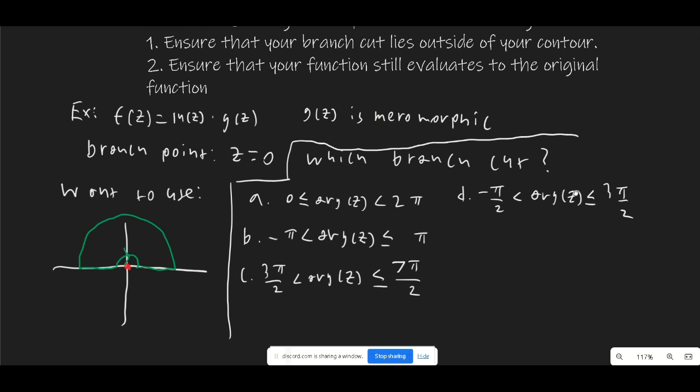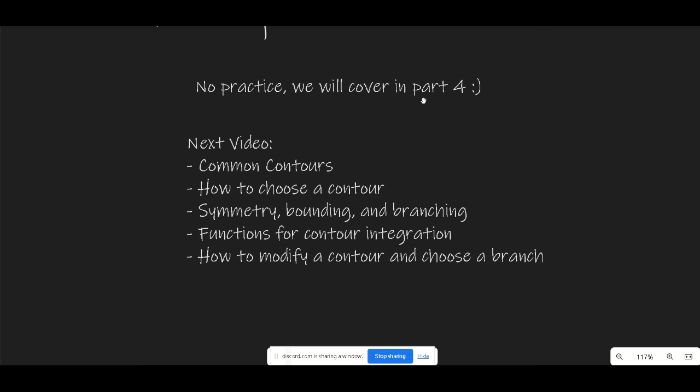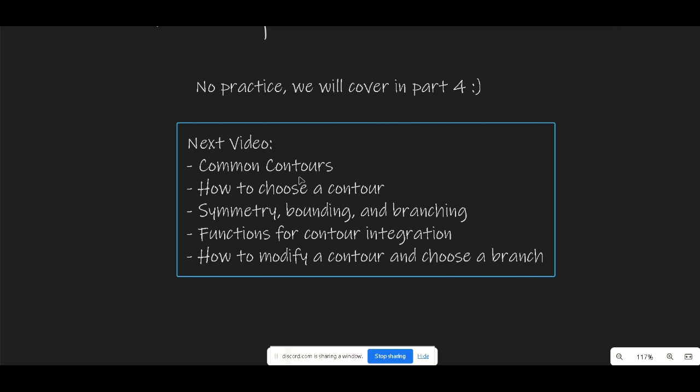So we're not going to do any practice problems for this because we're going to go over this topic more in part 4. But yeah, so next video we're going to go over common contours. So we're also going to go over how to choose a contour, and symmetry, bounding, and branching. Those are basically methods of choosing a contour. We're going to talk about what functions are nice for contour integration. So when you get an integral problem, how to analyze, okay, is this going to be good for contour integration, or am I going to have to use another method? And we're also going to go over how to modify a contour and choose a branch.